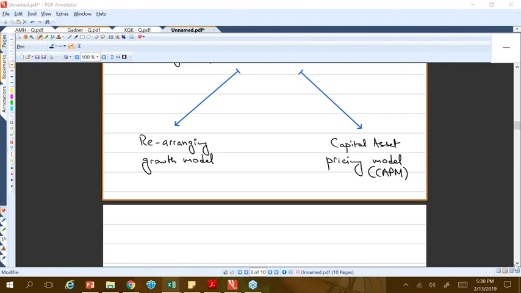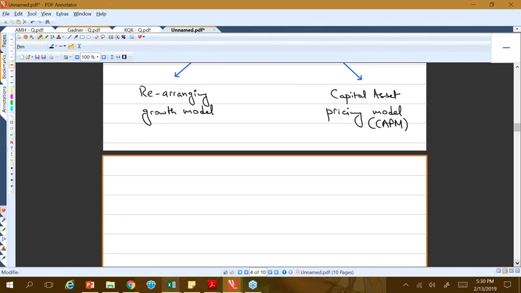So when we say rearranging the growth model, on your formula sheet, you've got a growth model calculation, which is P0 = D0(1+g) / (Re - g). So this is the calculation you have in the growth model.